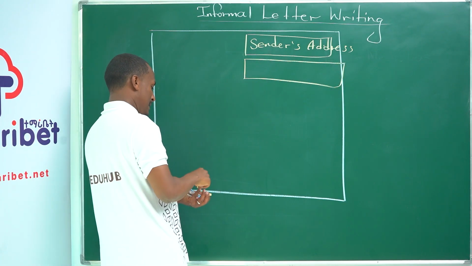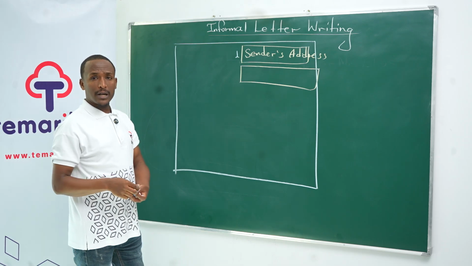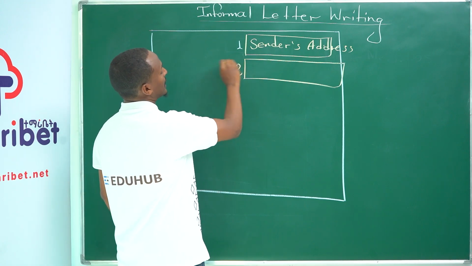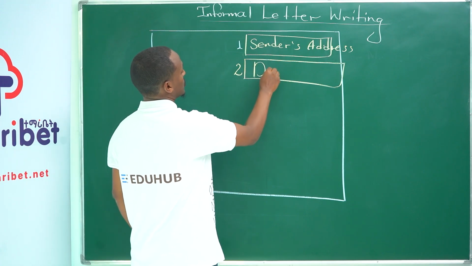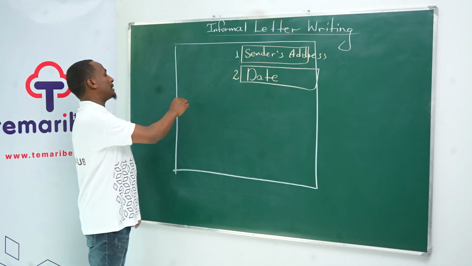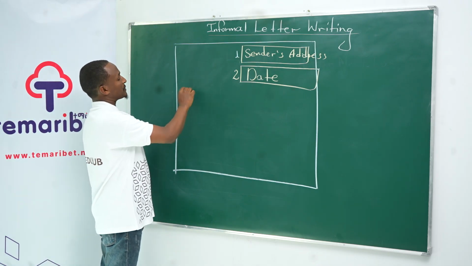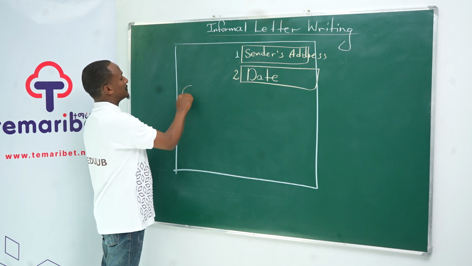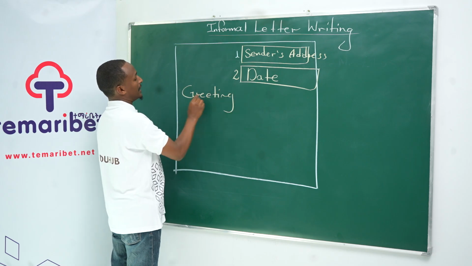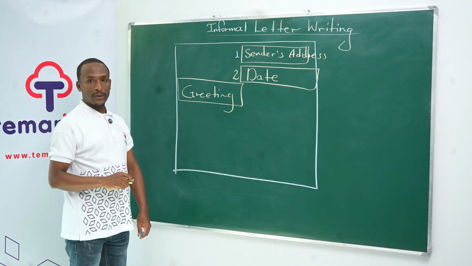Which means the first step in an informal letter goes to the address of the writer, and the second step goes to the date. And after the date, you are going to put the opening salutation or greeting. It is the third step, which is known as the opening salutation.